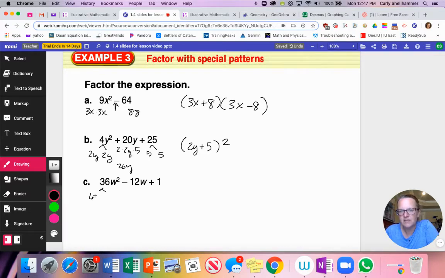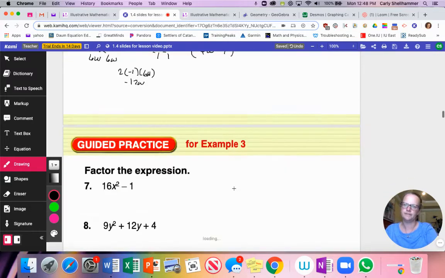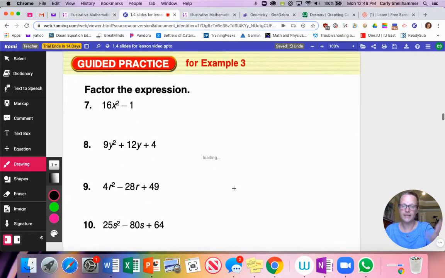And let's try this one. Since I messed up on the last one, let's make sure we got it. This one's going to be negative 1 times negative 1. So the middle should be 2 times negative 1 times 6w, which is negative 12w. So now we have the perfect square trinomial, 6w minus 1 quantity squared. Cool? Cool. All right, I'm going to write down the answers for the guided practice so that we don't have to work through them.